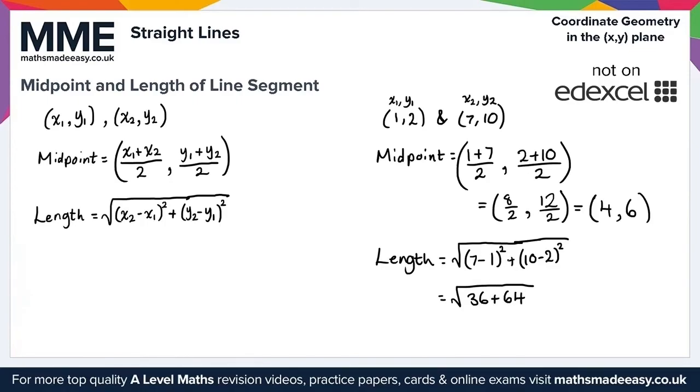Okay, so that's 6 squared plus 8 squared, giving us the square root here, 36 plus 64, which is equal to the square root of 100, and the square root of 100, we know that clearly evaluates to 10 there. So the length of 1, 2 to 7, 10 is 10 units there.